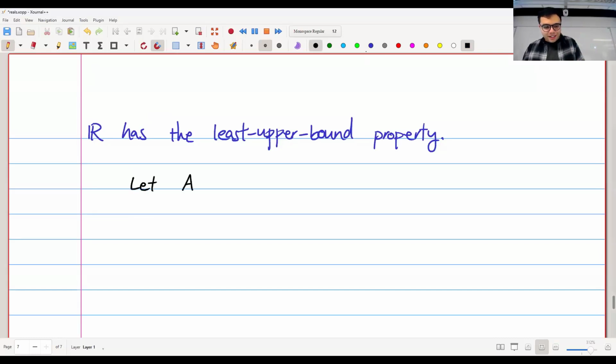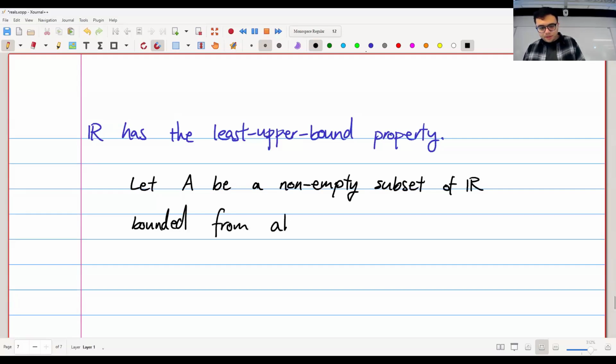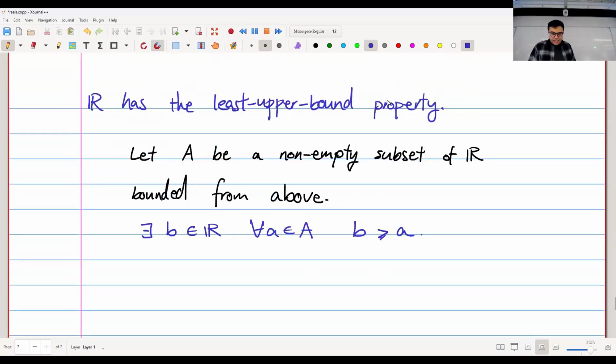So let A be a non-empty subset of R bounded from above. Okay. So what does this mean? This means that there exists some bound, some upper bound B in R, such that for every a in A, B is greater than or equal to a. Okay. I want to say that there is a least upper bound.